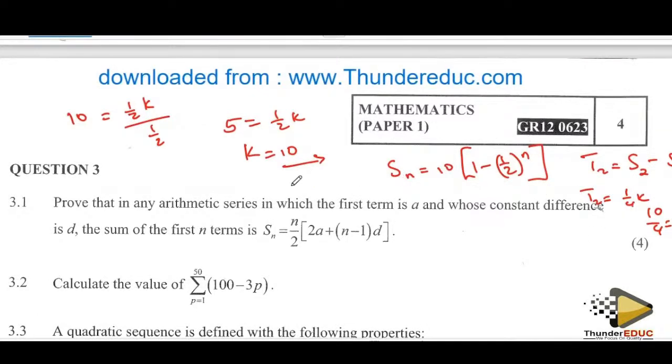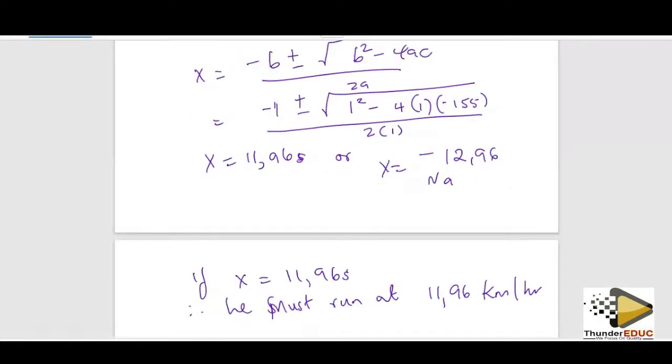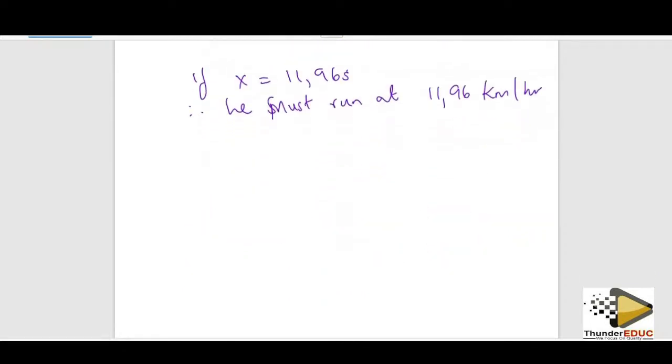Then with question number 3, prove that in any arithmetic series in which the first term is a and the common difference is c, the sum will always be given. Interesting. Okay, so with this, you're proving the sum of an arithmetic series. You need to know, how does it work?